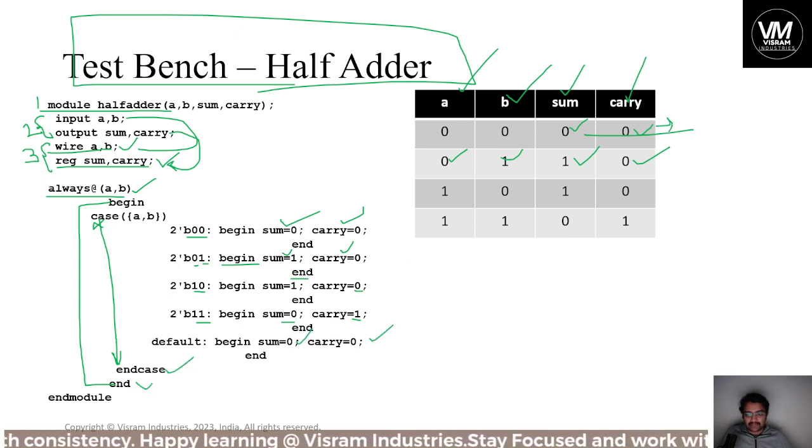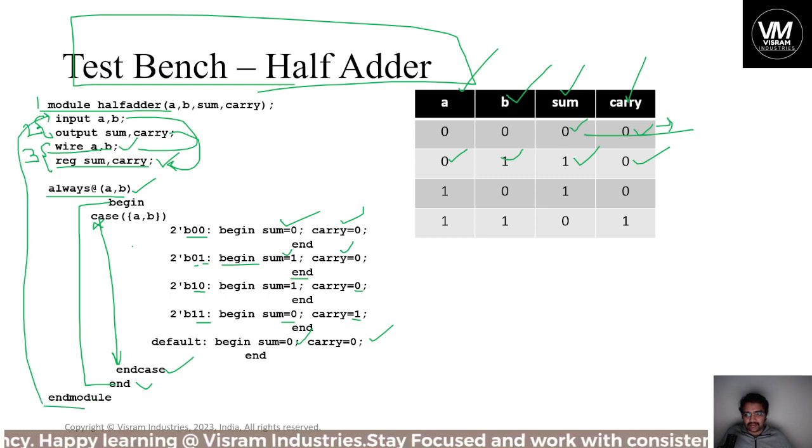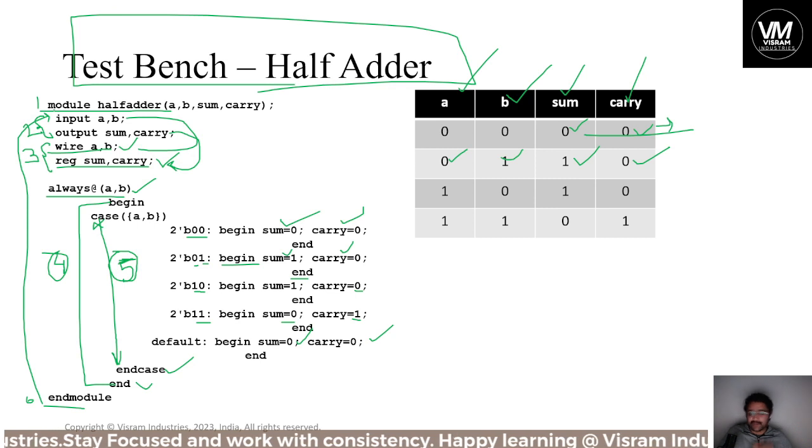Then case end, and end module. Whenever you start a module, you end it with end module. So this procedural block will be 4, and if you want to mention the case statement as 5, mention it as 5, and this end module will be connected to the module. So this is how you write a design. Now you have designed the functionality of the half adder from the truth table behavior.